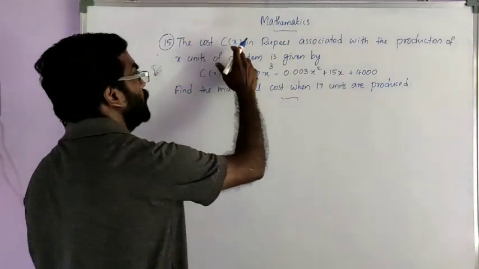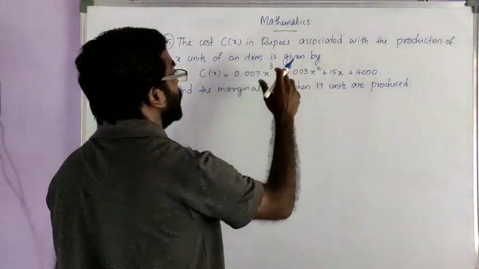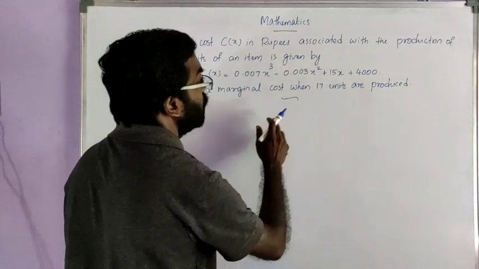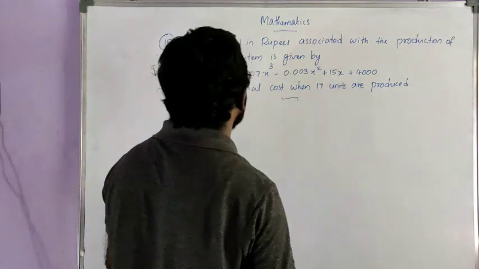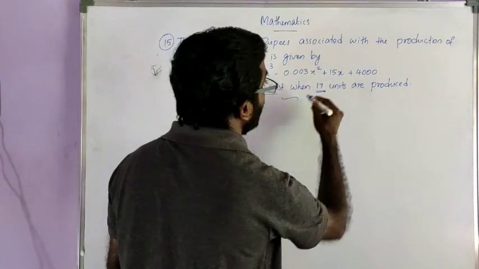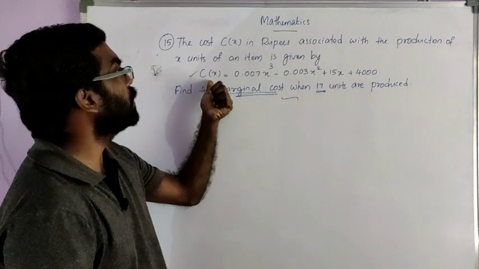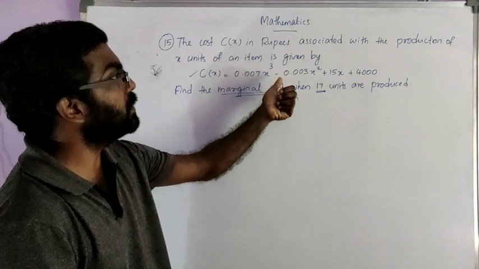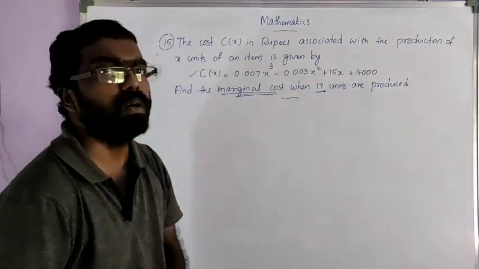The cost C of x in rupees associated with the production of x units of an item is given by C of x is equal to 0.007 x cube minus 0.003 x square plus 15x plus 4000. Find the marginal cost when 17 units are produced. Okay, here the cost function is given. Total cost is C of x is equal to 0.007 x cube minus 0.003 x square plus 15x plus 4000.